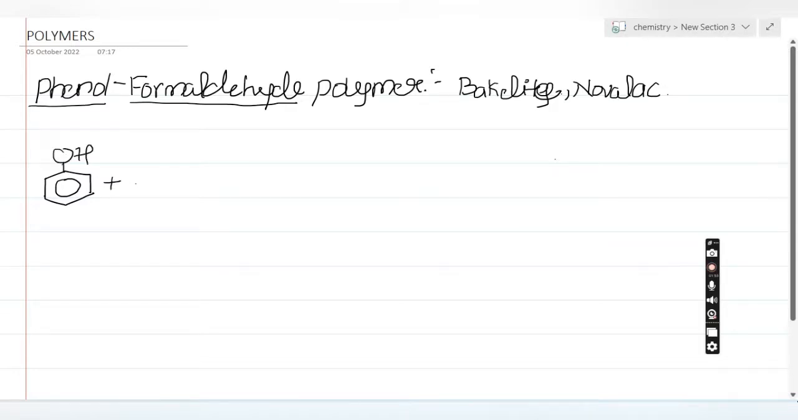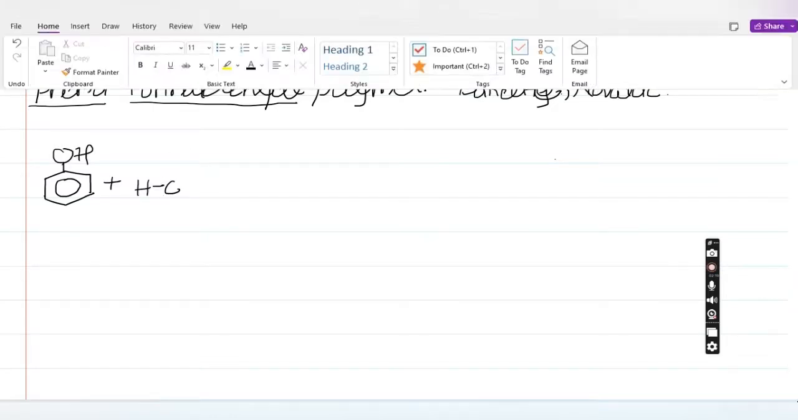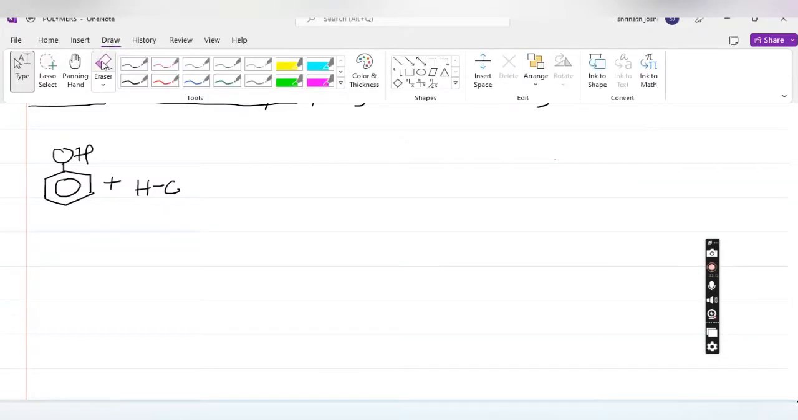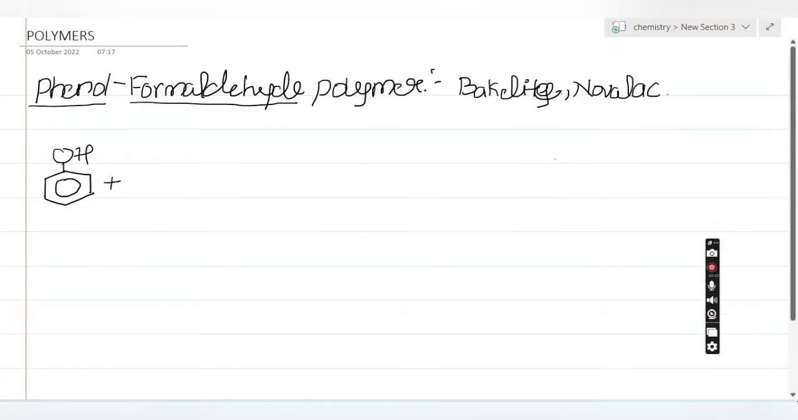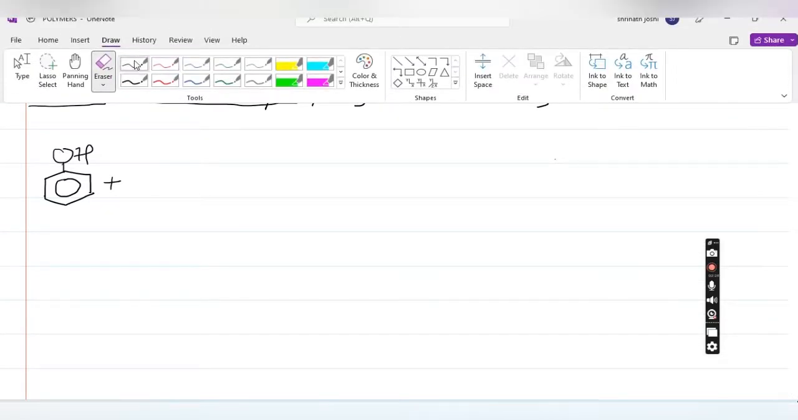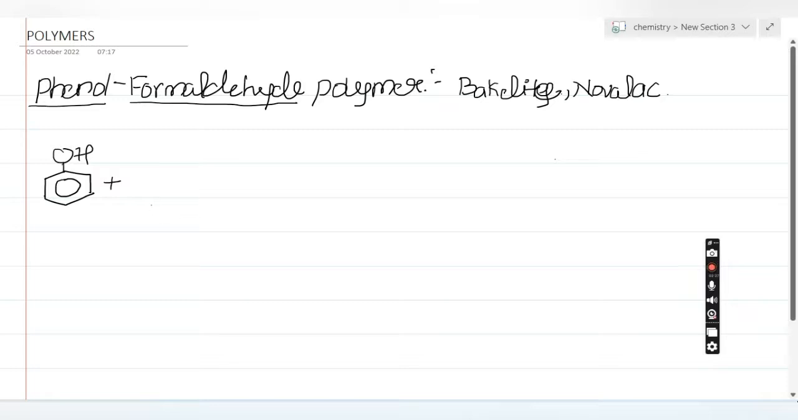It will react with formaldehyde. Formaldehyde is HC double bond O, or I can write directly CH2O. I can write CH2O directly, which is very easy for you to understand. Remember, CH2O is nothing but HC double bond O. So I write CH2O.